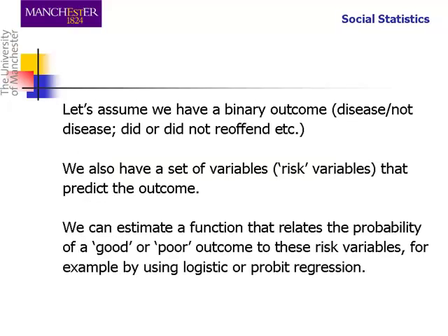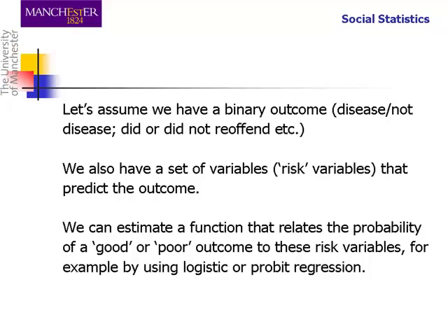So we're going to assume that we've got a binary outcome. So in the medical context, whether or not you have a disease, for example, in the social science context, whether or not you reoffend, in the example I gave earlier, whether or not you drop out of a longitudinal study, all of these things are binary outcomes. And we've got a set of variables that predict this outcome, which we call risk variables.